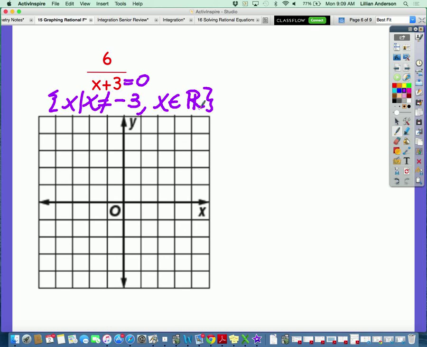And we have to find the holes. I don't think you can cross anything out, nothing crosses out. Nothing cancels out, so I have no holes. Okay? Next, give me something.